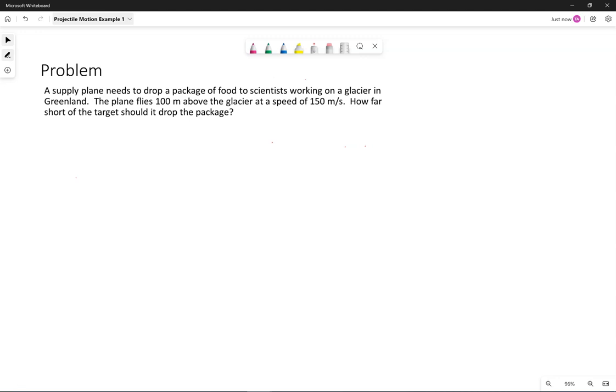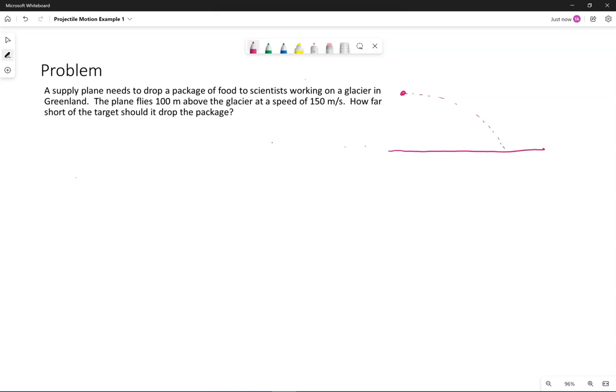Here is our first example of a projectile motion problem. Go ahead and read that through. I'm going to draw a rough sketch.